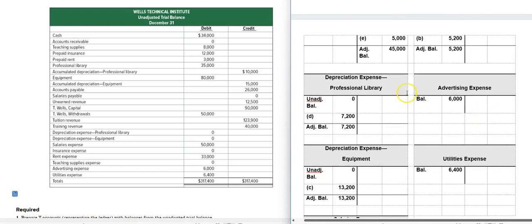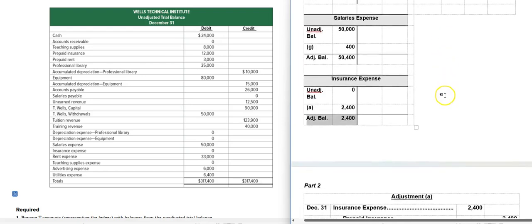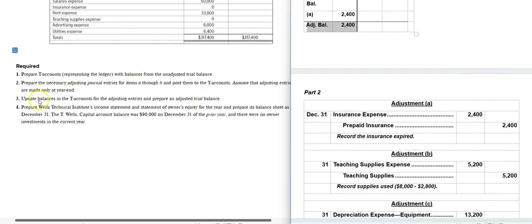Okay. What that means is I have now ensured that everything that happened during the year that should be recorded in these accounts has been. So in order to make sure that I am still in balance, I'm going to now prepare an adjusted trial balance after I did the posting.